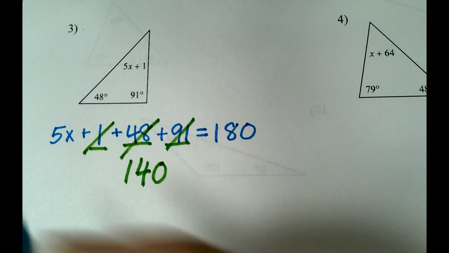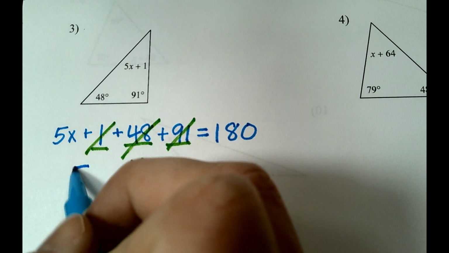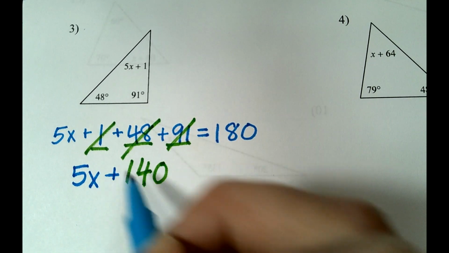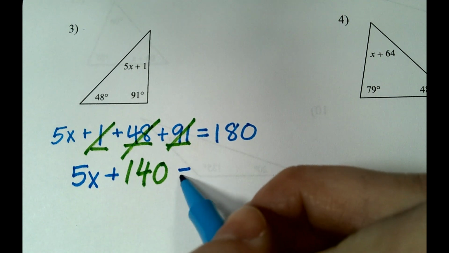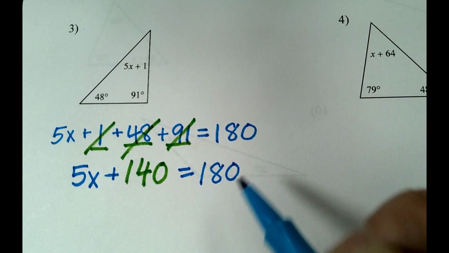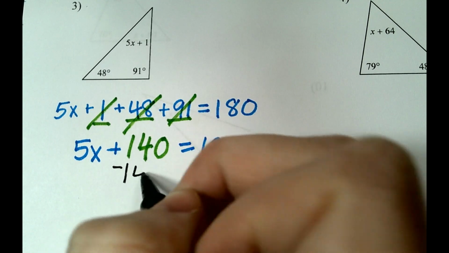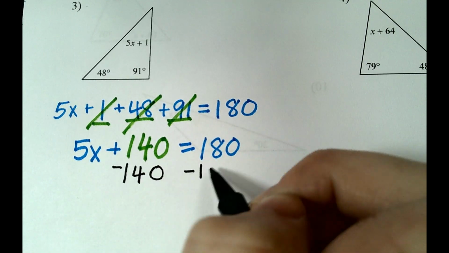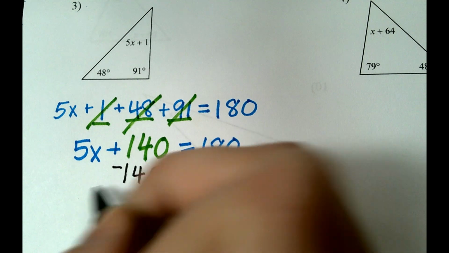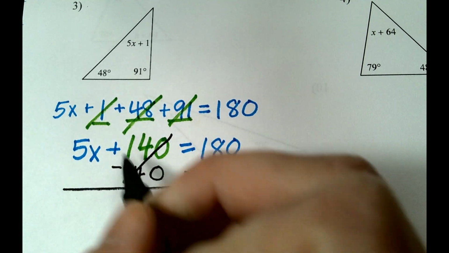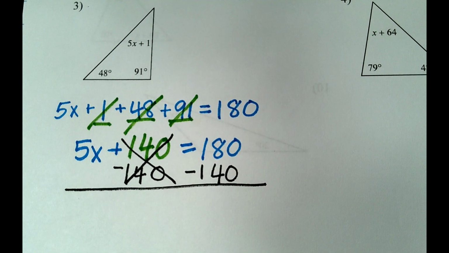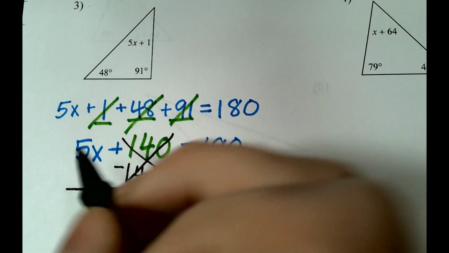And let's bring everything down, right? Yes. Okay, so 5x plus 140 equals 180. And then you subtract 140 on both sides. Perfect. We'll subtract 140 from both sides. Cancel the 140s. Bring down the 5x.